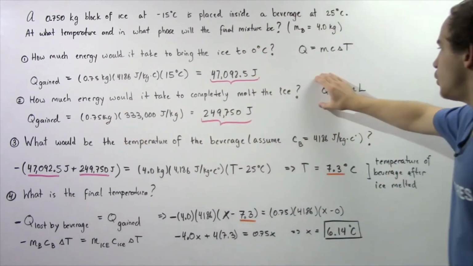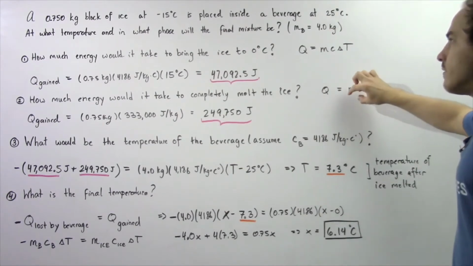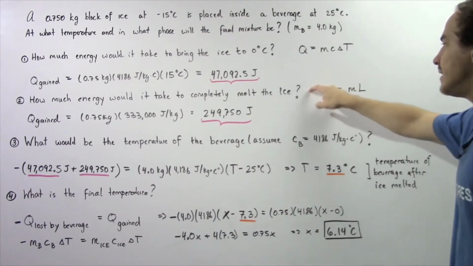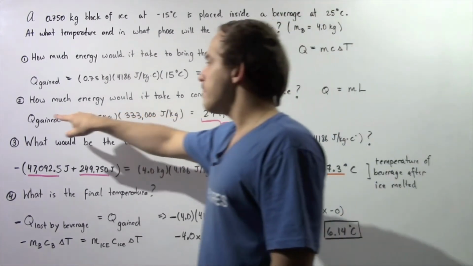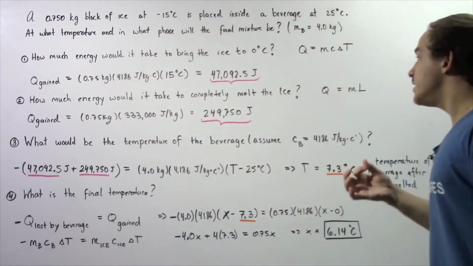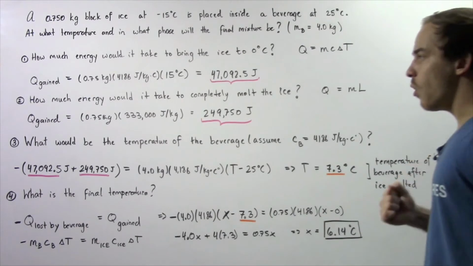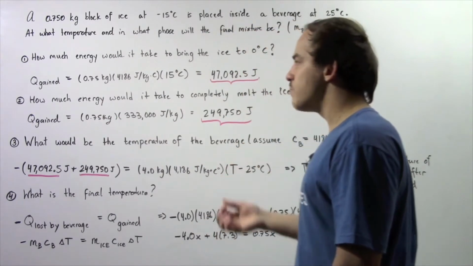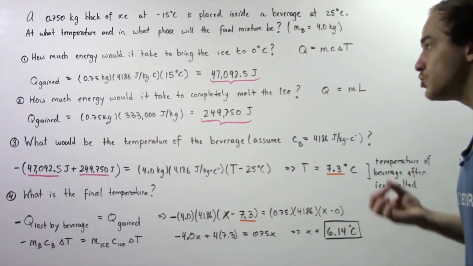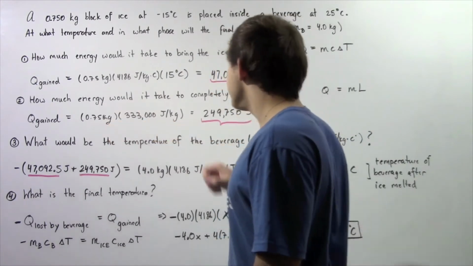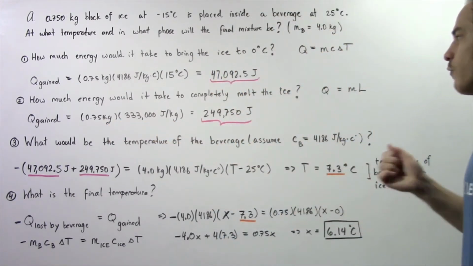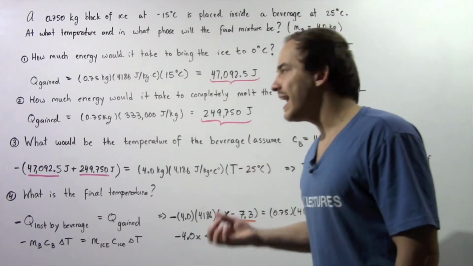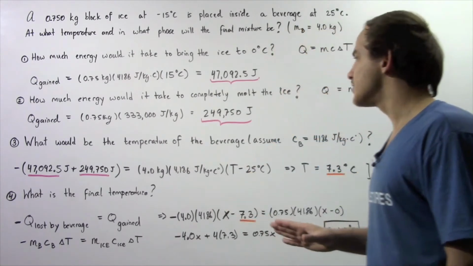So we essentially want to use the following equation. The product of the mass of the ice and the heat of fusion for the ice is equal to the amount of energy gained by the ice. We can look up the heat of fusion value for water, and it's given by this quantity. So 0.75 kilograms multiplied by 333,000 joules per kilogram, the kilograms cancel and we're left with 249,750 joules of energy gained by the ice to completely melt that ice.